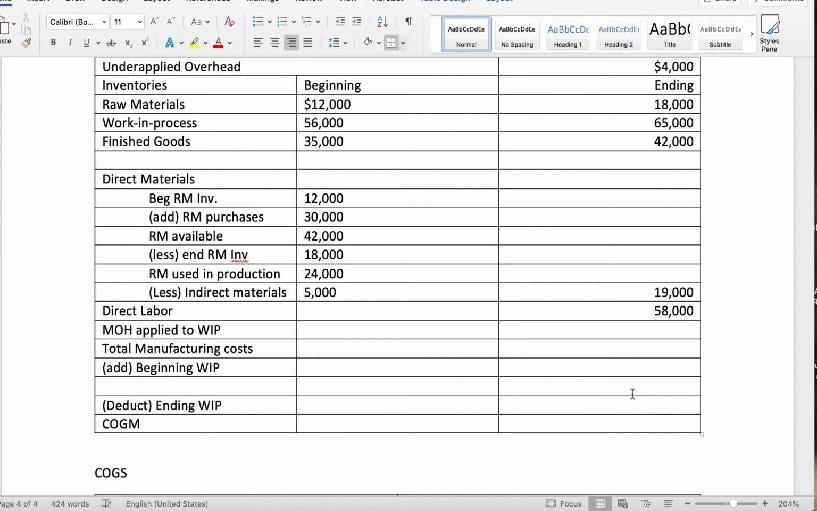Okay? Manufacturing overhead applied to WIP. How much is that? Guess what? That's a given. Manufacturing overhead applied to WIP is $84,000.